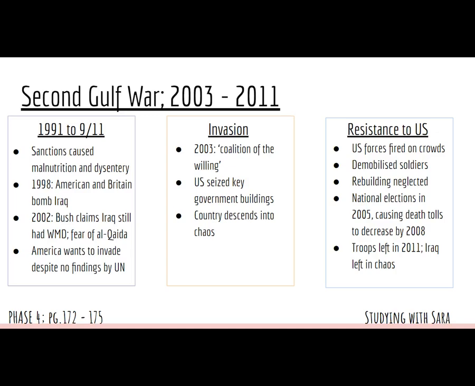Furthermore, many Iraqi soldiers lost their jobs as they became demobilized. Despite America's attempts at trying to rebuild buildings, insurgents bombed these buildings, causing them to be neglected by everyone. Only the north of Iraq with Kurdish zones remained safe. In 2005, America and Iraqi allies organized national elections and established a new Iraqi-run government, bringing back law and order and decreasing death tolls by 2008. The final American troops left in 2011, but the majority of the country was still in chaos.